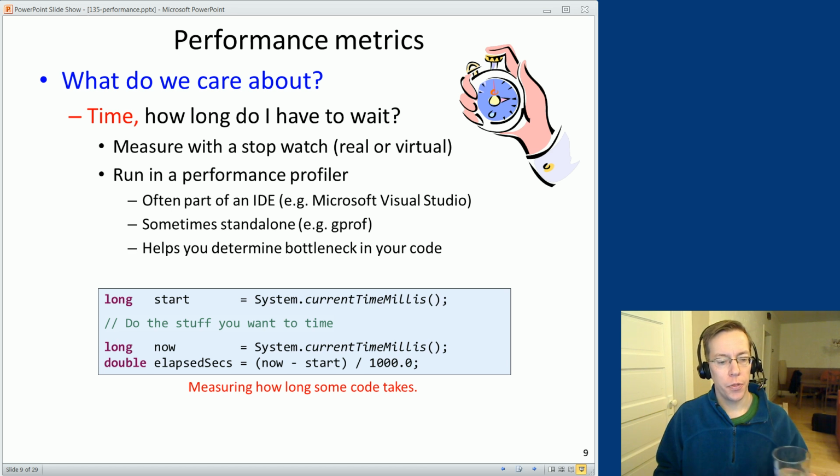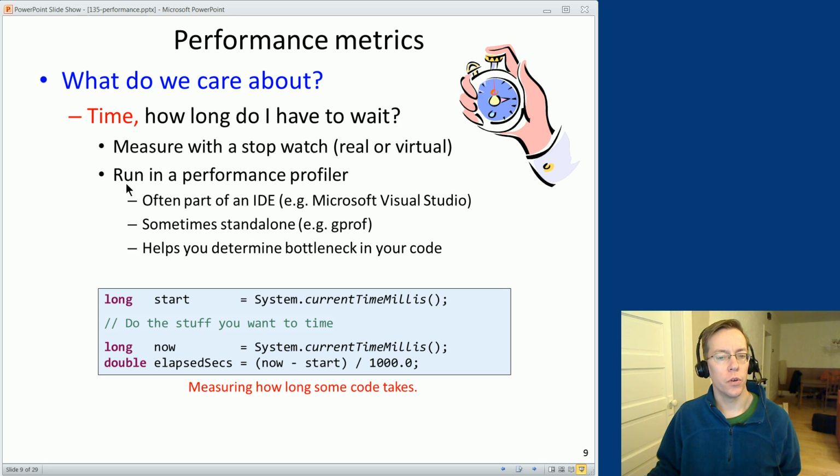All right, let's talk about things we might measure. Thus far I've been mostly talking about time, and that's what we're going to look at a lot, which is how long you have to wait. We could measure this just using a stopwatch. You could start your program, click the stopwatch when the program fires up, and then click it when it finishes. That works, and there'd be a little inaccuracy in the system.